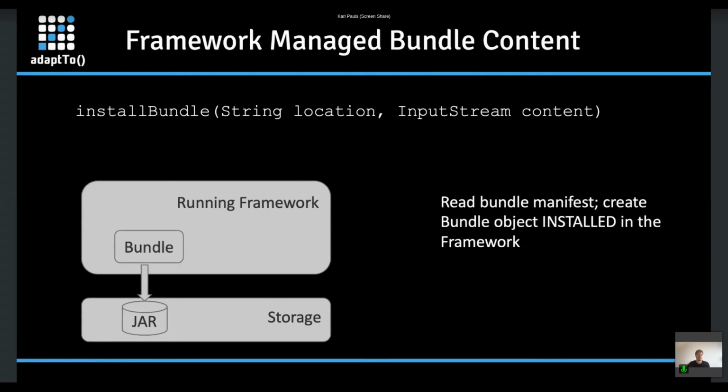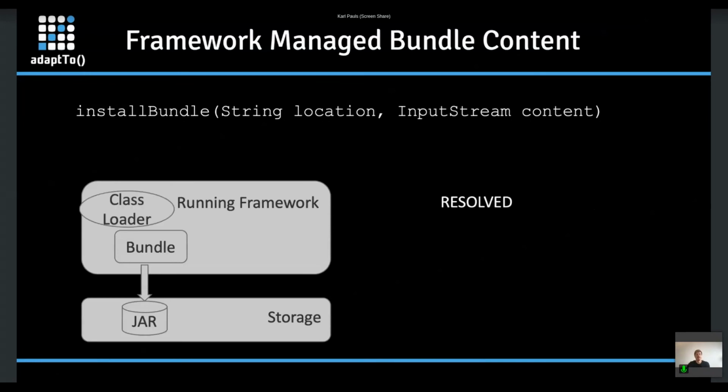And then we create a bundle object for it, which represents it at runtime in the framework, and call it installed. And from there, it can go to the resolved state, which means we create a class loader for that bundle, which will load the content from the jar, as well as delegate to the right places according to the metadata that the bundle provided, import and export packages, and so on and so forth. So that's what you normally have.